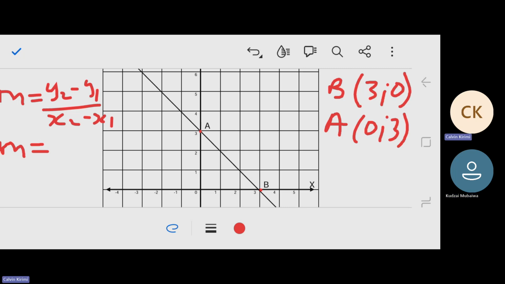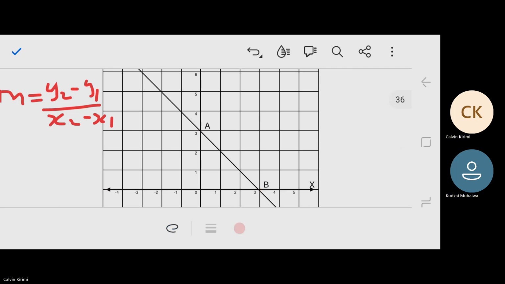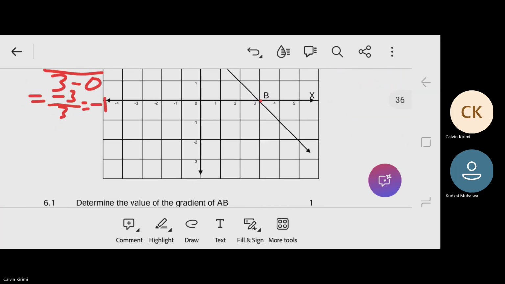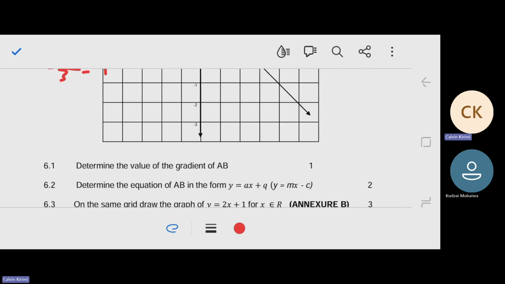Yes, so you must write the coordinates down first so that you don't confuse yourself. So let's use B as our y2, which means we are going to use 0 minus 3 over x, which is 3 minus 0. Then your gradient is minus 3 over 3, which is equal to negative 1. Yes, sir. So the gradient m is equal to negative 1.